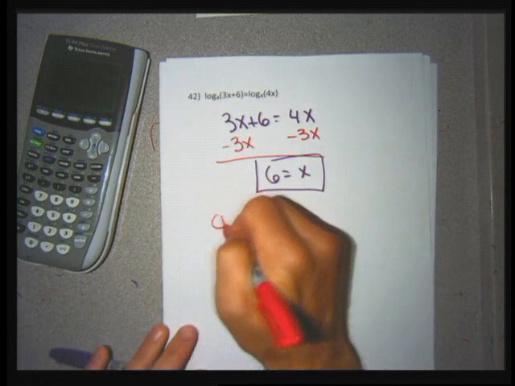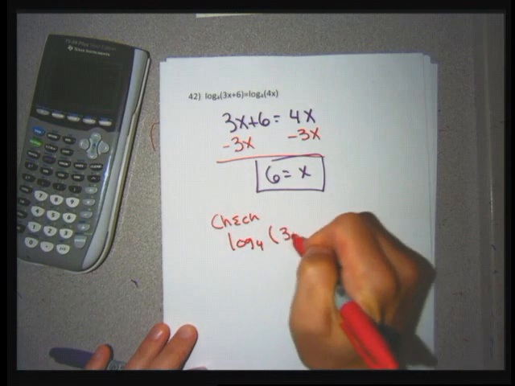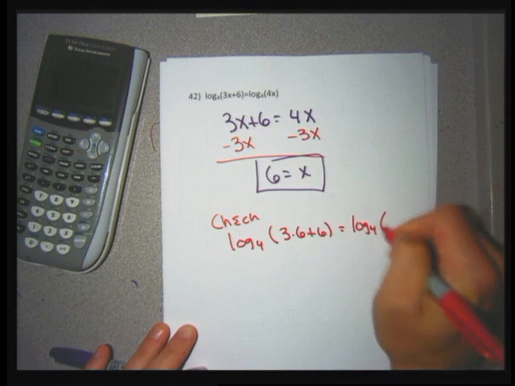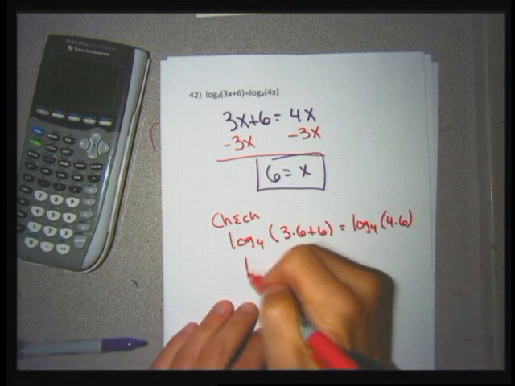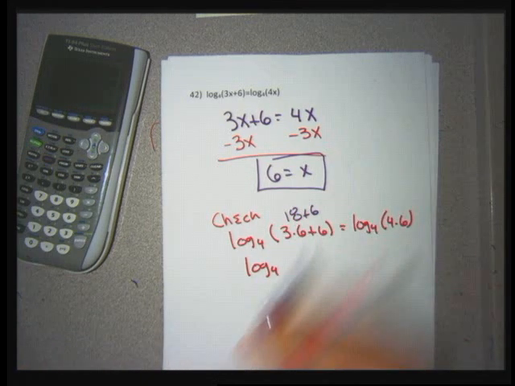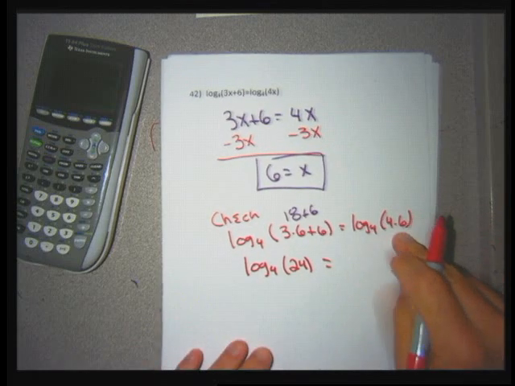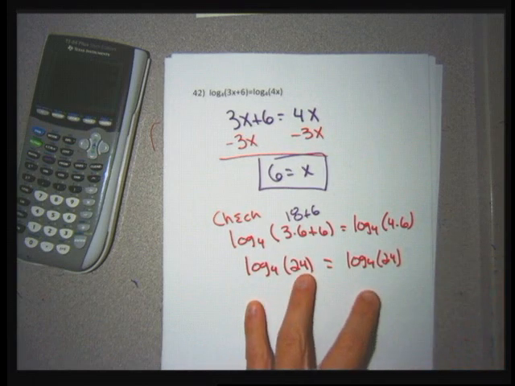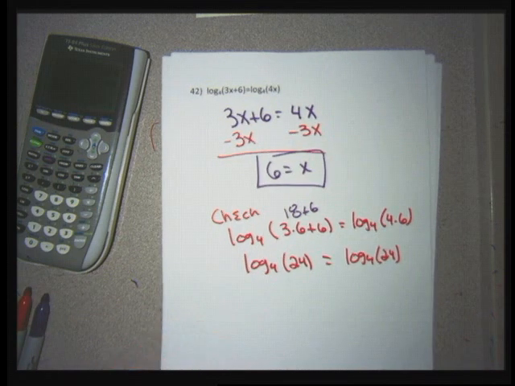Checking. It should be the case that the log base 4 of 3 times 6 plus 6 equals the log base 4 of 4 times 6. You can actually check this without your calculator because the left-hand side comes out to be the log base 4 of 18 plus 6. That's the log base 4 of 24. The right-hand side is the log base 4 of 4 times 6, which is also the log base 4 of 24. These have to be the same because the log base 4 of 24 equals the log base 4 of 24. So I could actually check that without my calculator if I care to.